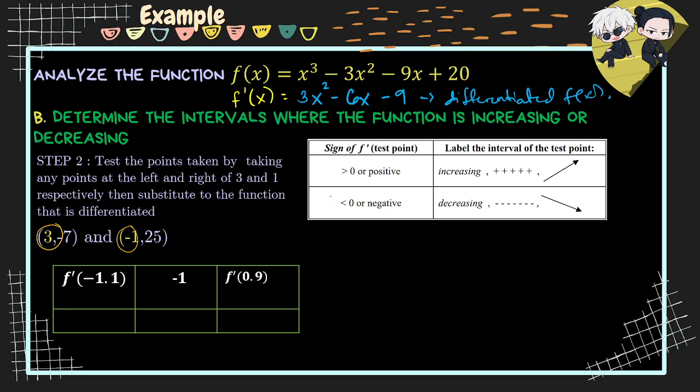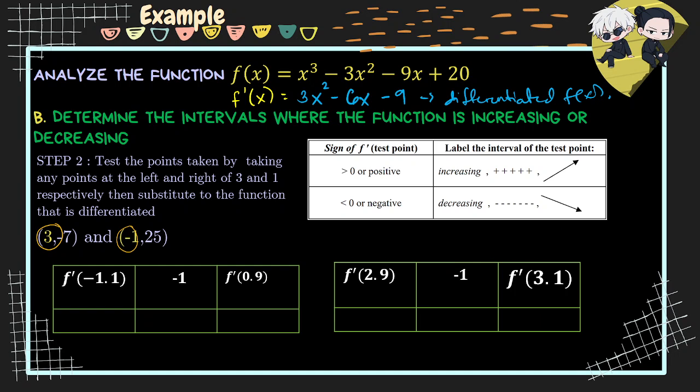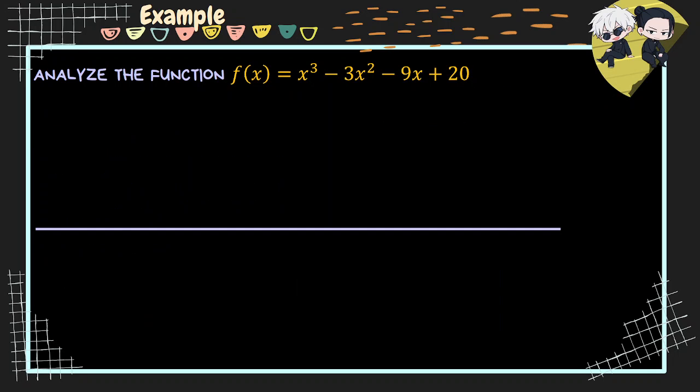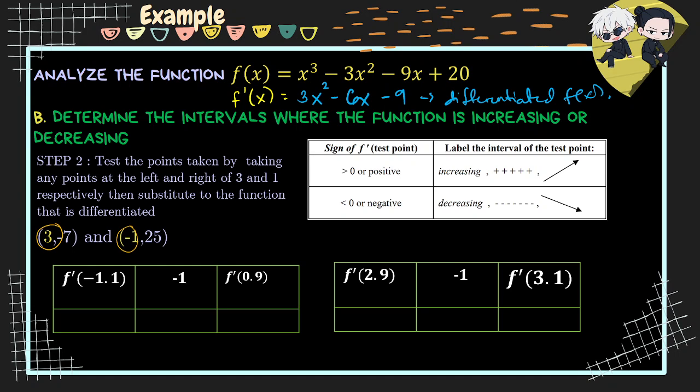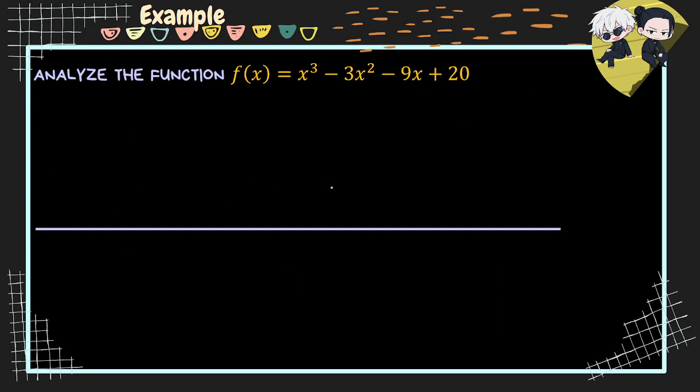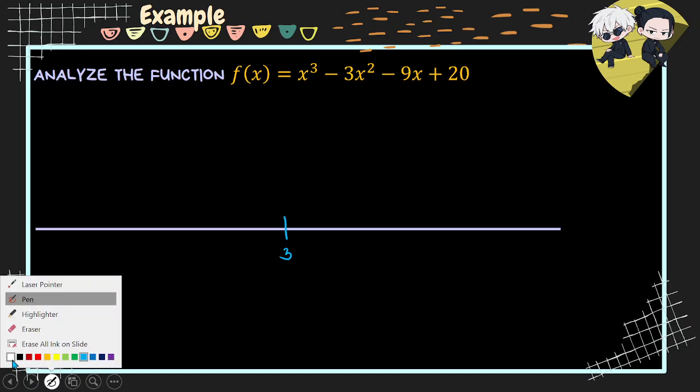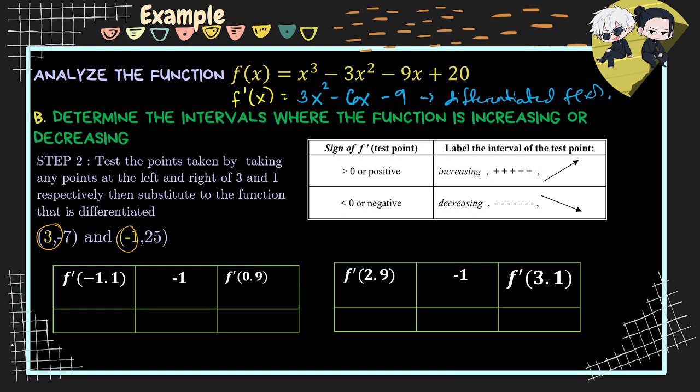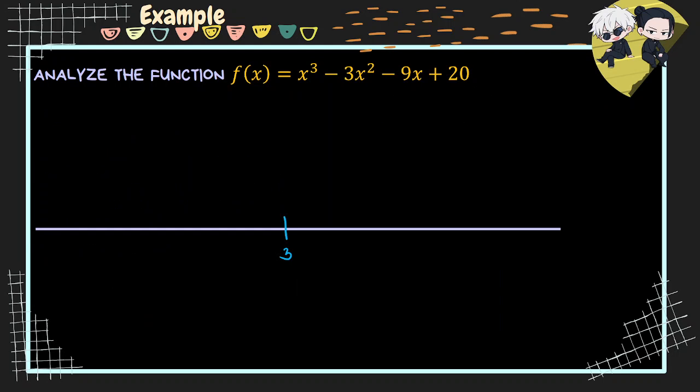So, before we do that, to test the point, we need to draw a number line. Okay? So, remember, yung critical points natin is at 3 and -1. So, focus lang tayo kay x-axis. Meron tayong 3. Then, ano pa yung isa nating critical point? 3 and -1. So, asan yung 3 dyan? Dito yung 0. Dito yung -1.